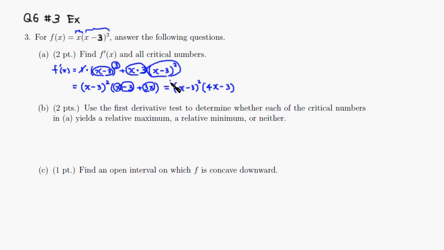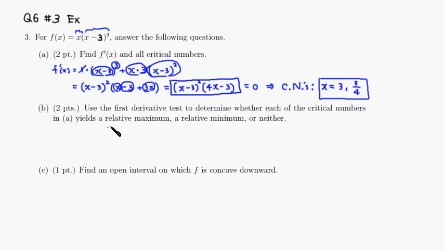So this is our first derivative. And then we need to find the critical numbers, so we set this equal to 0. And you see that the critical numbers are x equals 3, and also set this equal to 0, so that's going to be 3 over 4, 3/4. So those are the critical numbers.